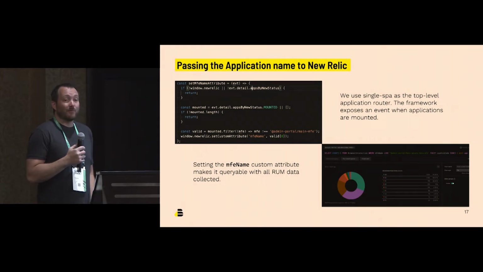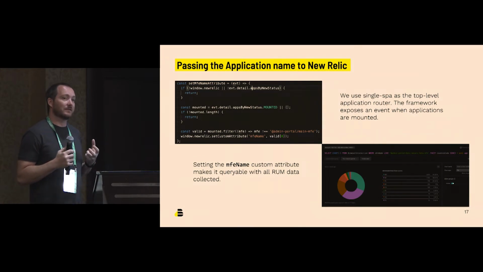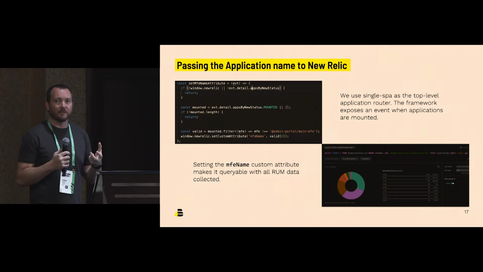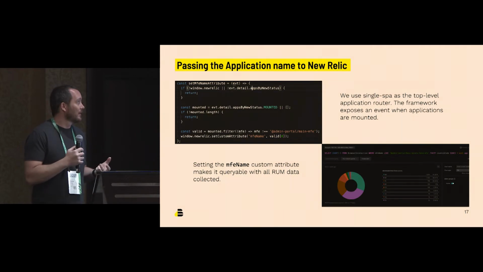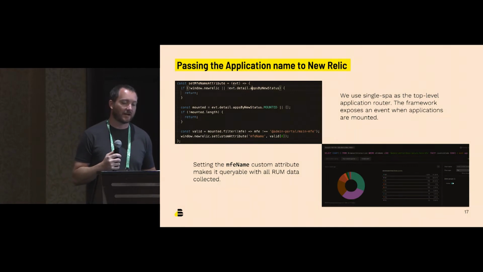So the first step was, how do we collect that? How do we, when an application is mounted, tell New Relic that an application is mounted? What we used was the browser agent's API to add a custom attribute.